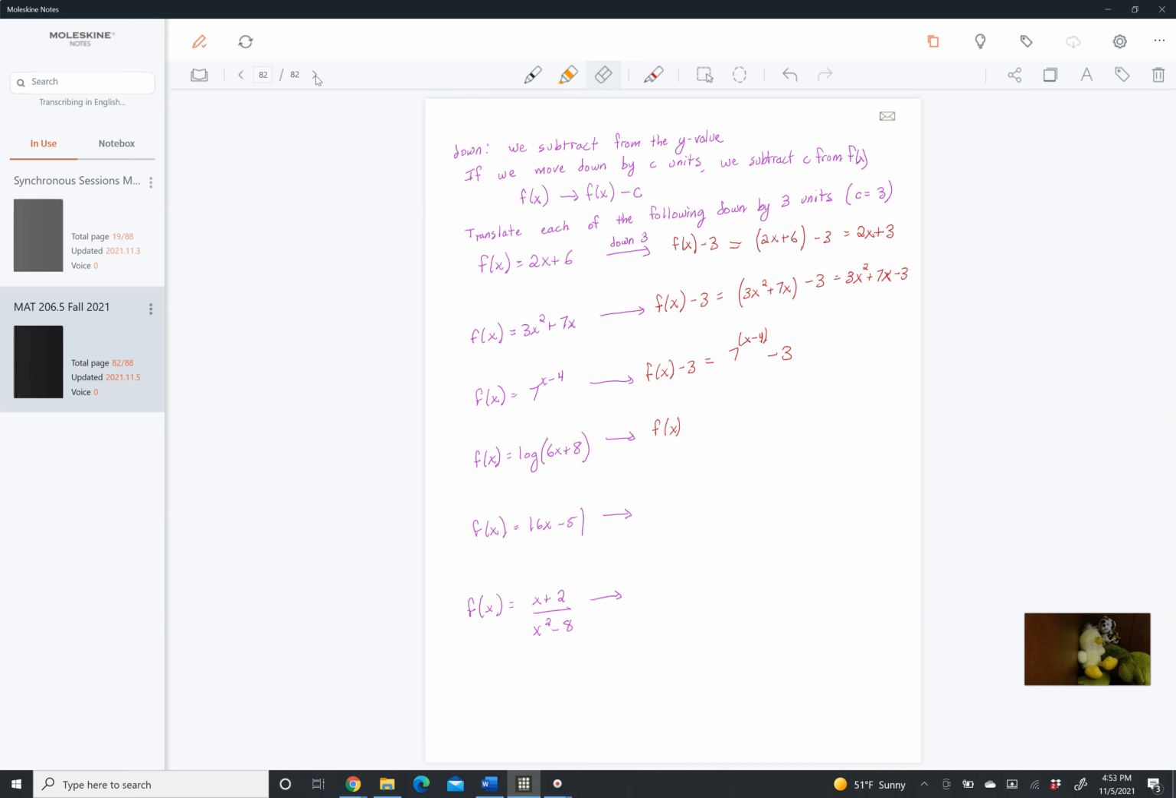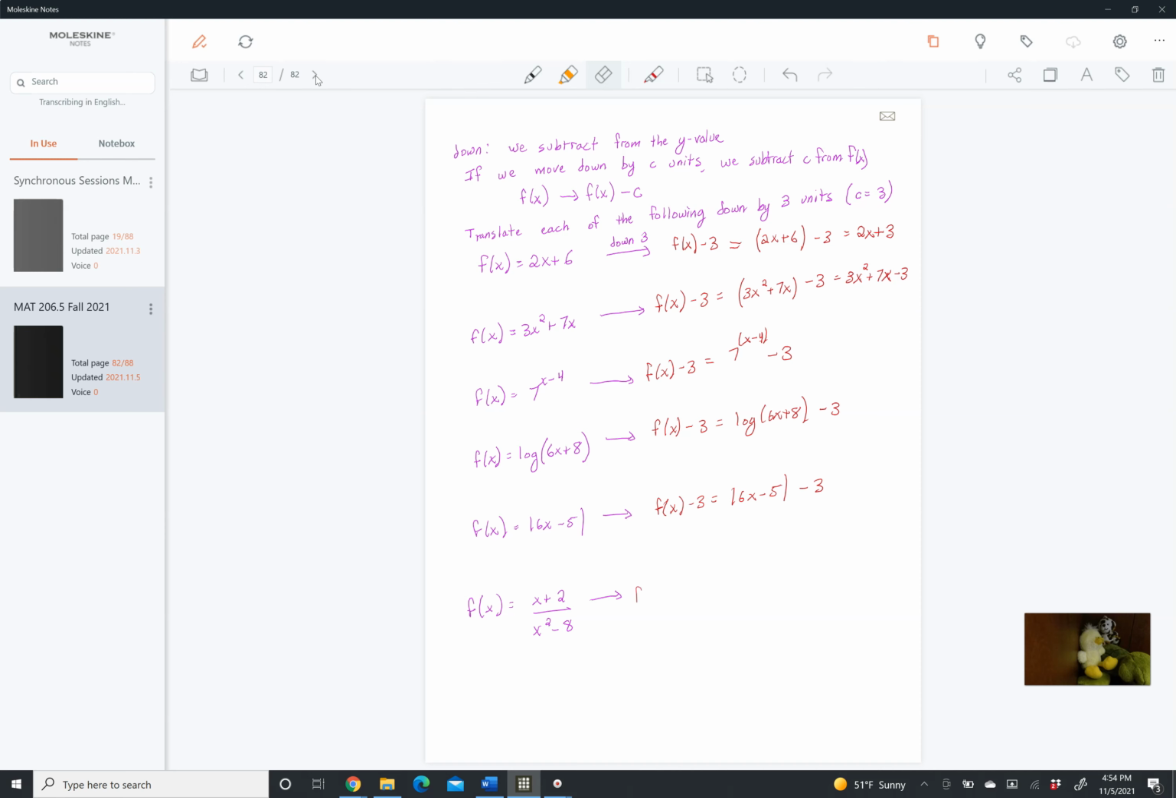So then we have f of x minus 3. Our function is the log of 6x plus 8, and then we're subtracting 3 from that. F of x minus 3. Our function is the absolute value of 6x minus 5, and we're subtracting 3 from that. Notice we can't do any sort of combining here because of order of operations.